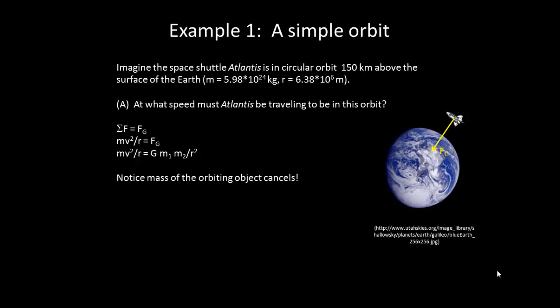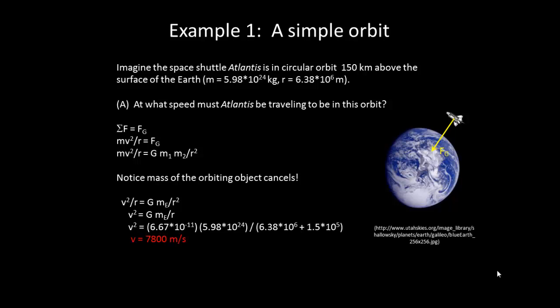Now notice that the mass of the orbiting object cancels. Because of this, the mass of the rocket, which is what is in mv squared over r, is the one that cancels, and we're left with v squared over r equals big G times the mass of the Earth divided by the radius of the circular orbit. Notice that this radius of the circular orbit is also the same thing as the distance between the centers of our two objects. We can simplify this and then plug in our values, and we end up getting that the speed is 7,800 meters per second.